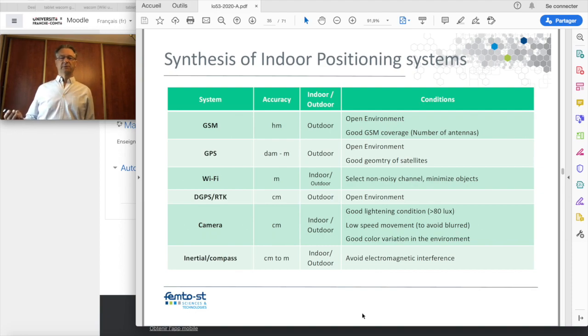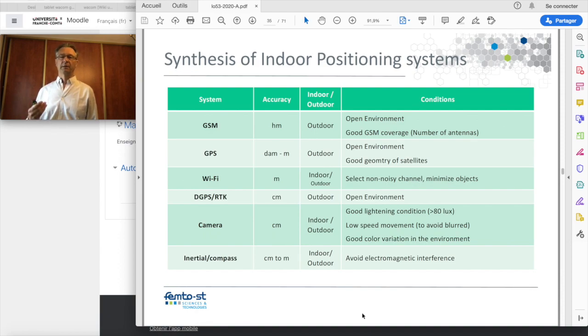For the camera, you can use it indoor and outdoor. You need to have good lighting conditions, because at night it's not possible to use this system, except if you are going to use infrared cameras. You also need to have good color variation in the environment in order to easily differentiate the different parts of the picture. For DGPS, it is working only outdoor.